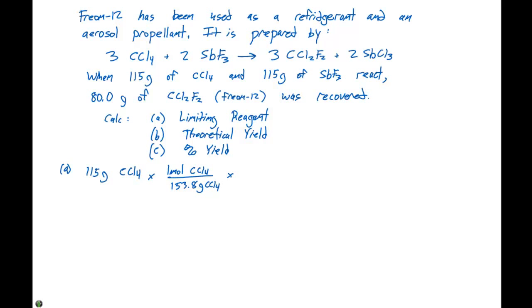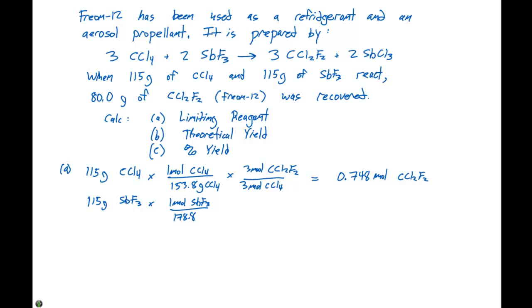From the balanced chemical reaction, for every 3 moles of CCl4 that are consumed, 3 moles of the CCl2F2 are produced. This is going to produce a total of 0.748 moles of the Freon 12. Likewise, we need to do the same calculation for the 115 grams of the SbF3. We know from the periodic table that 1 mole of SbF3 is going to equal 178.8 grams.